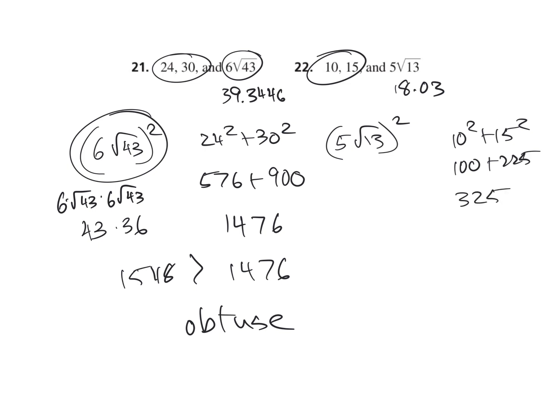So what is c squared? Well, that's going to be 25, and two square roots give me just what's inside. So 25 times 13 is 325. So these are equal, so this is a right triangle.